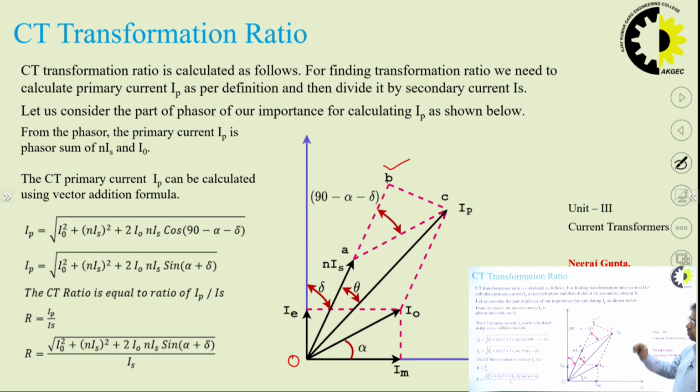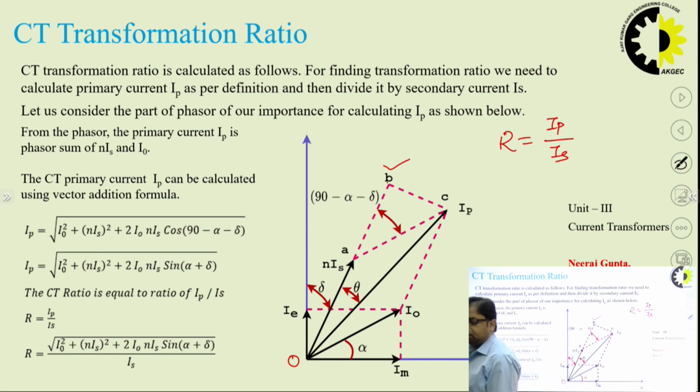So, CT transformation ratio is calculated as follows. We need to calculate the primary current as per the definition and then divide it by the secondary current. So, that is what the transformation ratio is, R equals Ip by Is. This is our transformation ratio of the secondary. If we want to calculate this, then we need to find out the components of the phasors along with the direction. So, from the phasor, if we want to find out the primary current Ip over here in triangle O, B and C, how will we calculate it?